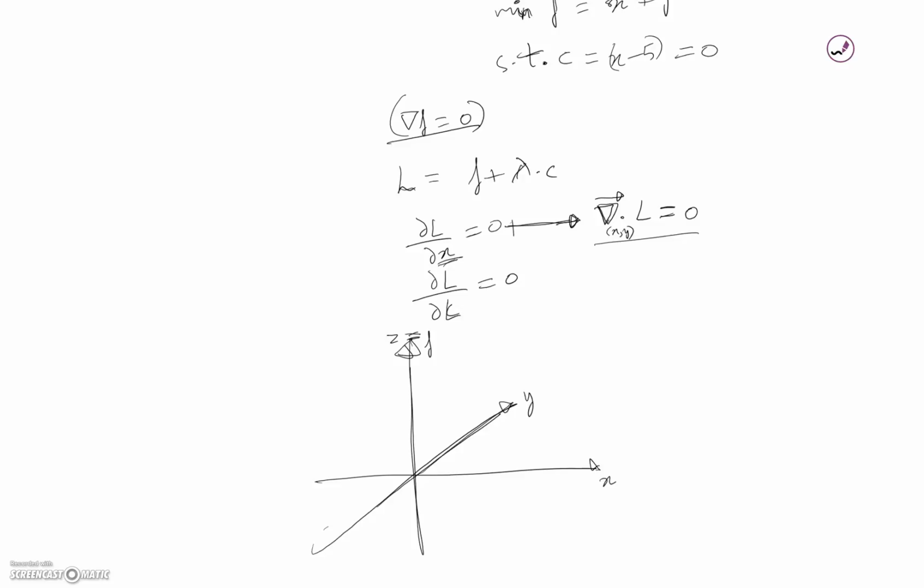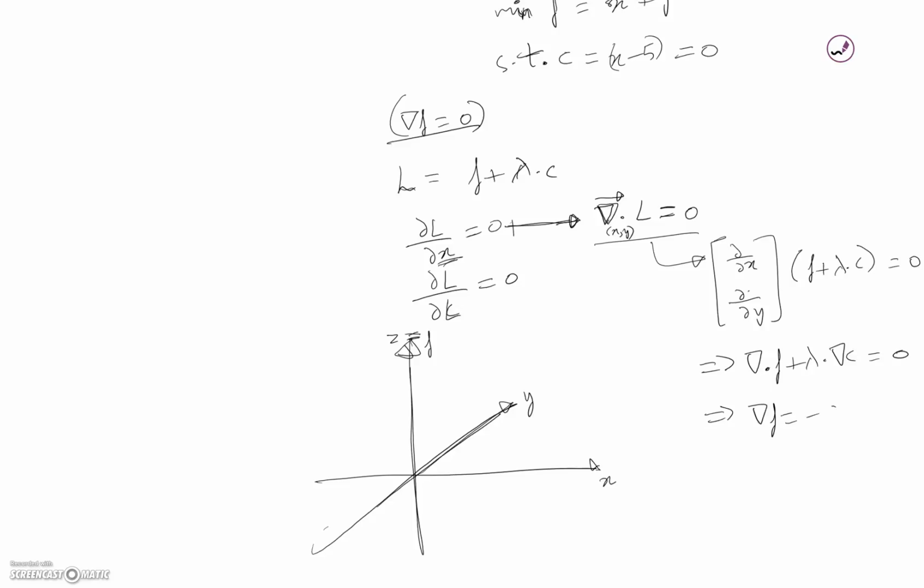And what does del dot L equal to 0 mean? It means that del by del x and del by del y of L, which is f plus lambda c, equals to 0, implies del f plus lambda times del c equals to 0, which means del f equal to minus lambda times del c, and this means that del f and del c should be parallel.